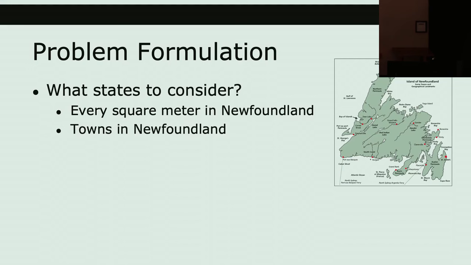If I was pathfinding from here to the outside of this room, I would probably choose a state representation along the lines of every square foot or every square meter, so I could navigate to that door, which is locally close. But if I was talking about going from St. John's to Port aux Basques, it may be overkill to describe that path in every square meter that you have to travel from here to Port aux Basques. So you have to decide, first, you take your environment and you decide on what the state representation will be.